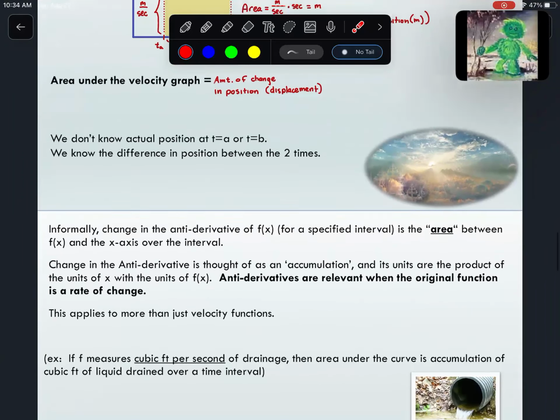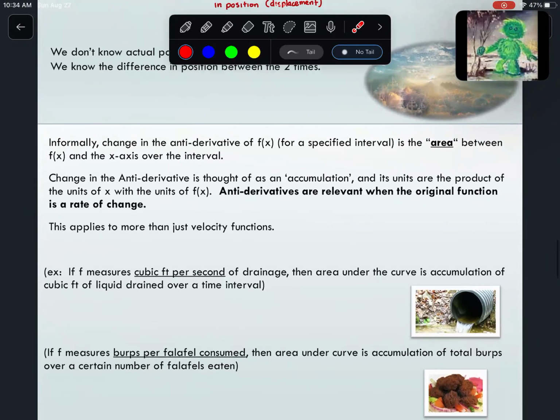All right, scrolling down. So informally, change in the antiderivative of a function is the area between the little f and the x-axis. That's what we've seen a couple times now. Change in the antiderivative, we often use the word accumulation. And the units of accumulation are the product of the units of x and the units of f of x.